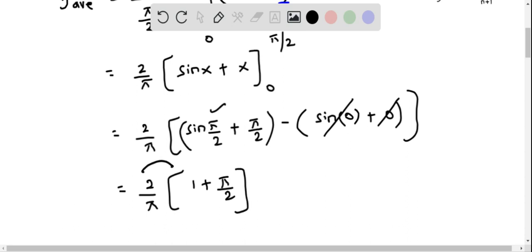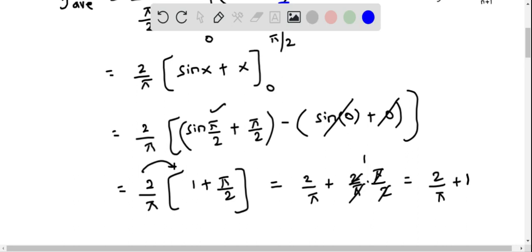Now let's distribute this 2 by pi into the terms inside the brackets. So this becomes 2 by pi times 1, which is 2 by pi, plus 2 by pi times pi by 2, and these terms get cancelled. So it's basically 1. Therefore the average value of this function is 2 by pi plus 1.